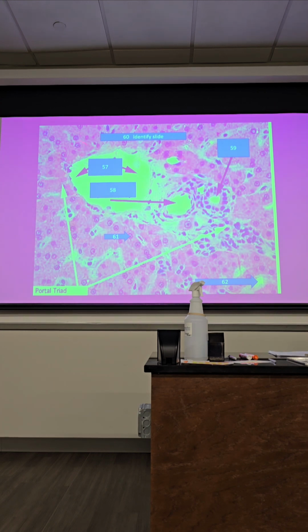Okay. So in this one, I can't ask you individually. So what's this whole thing here called? The portal triad. Oh, it even gives you the answer here. Portal triad. Okay. Now if I point to this here, this is a cell. That's the same cell that is here, same cell that is there. What are those cells called? Hepatocytes.